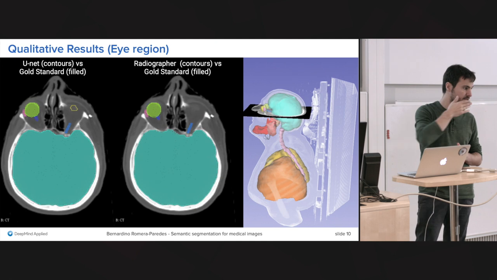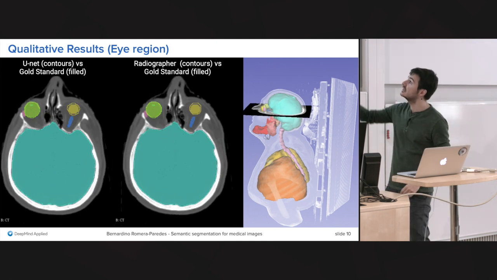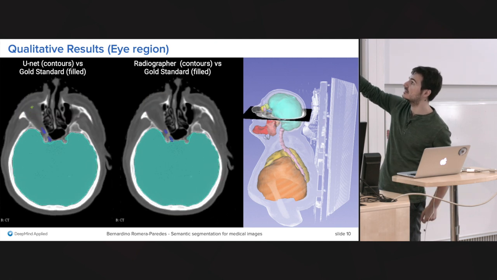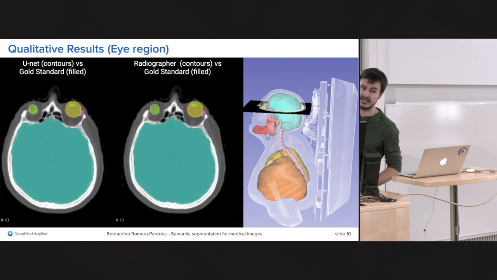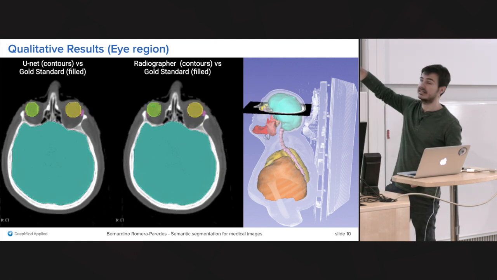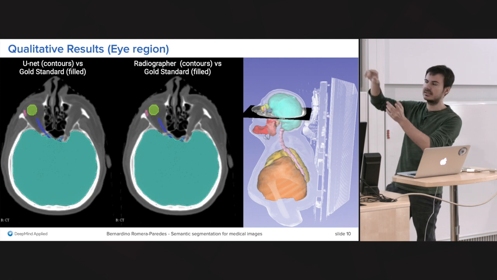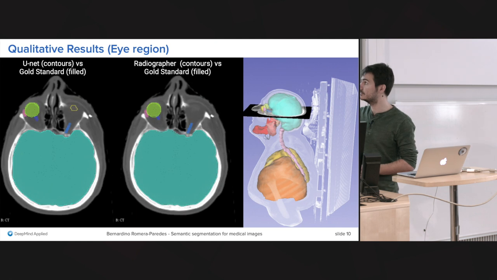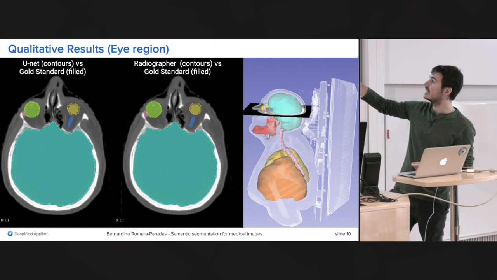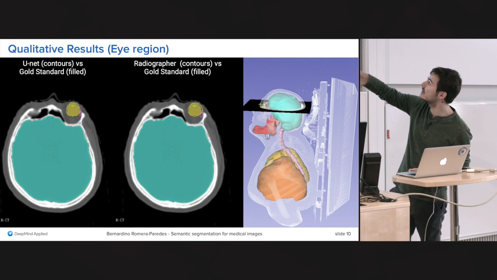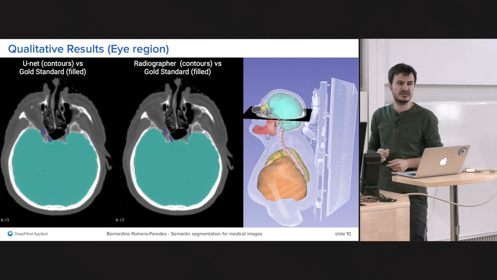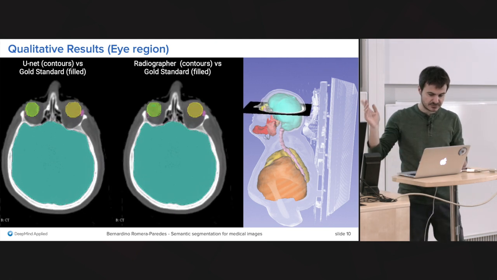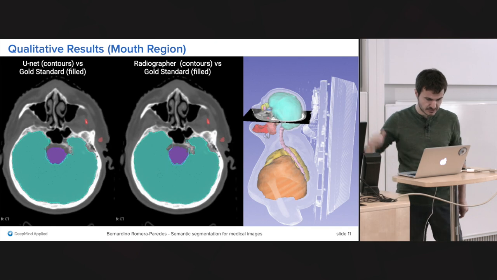These are some qualitative results that we present here. The filled regions are the ground truth, the gold standard, whereas the contours are the predictions made by our model, the U-Net, and by the radiographer, who is, by the way, an independent radiographer, not the one in the loop. We can see that the predictions look pretty good in general, but there are of course some errors. And we can also see that usually the errors made by the radiographers are quite similar to the errors made by the U-Net. So that's sort of interesting. This is for the eye region. We have also similar things for the mouth region.